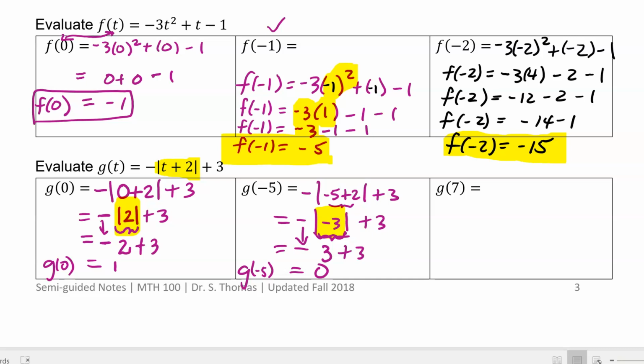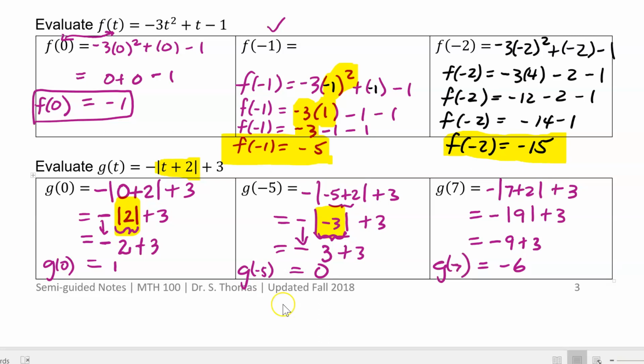Let's try g of 7. That's negative absolute value of 7 plus 2, close absolute value, plus 3. So that's negative absolute value of 9 plus 3. Again, the negative is on the outside. You just rewrite that. The absolute value of 9 is 9, plus 3. So negative 9 plus 3 is negative 6. So g of 7 equals negative 6.